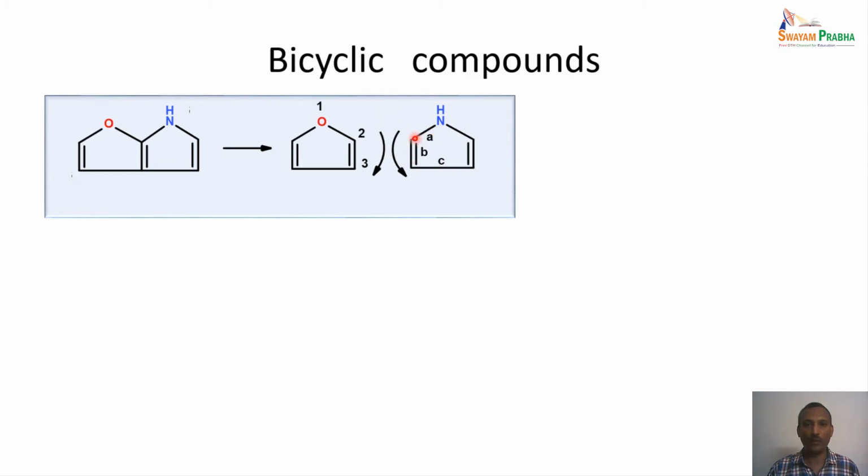Let us see how to name this particular compound. So this is the A phase, this is the B phase, this is the C phase, and if you look at it, this is the B phase fusion, and this is furan, and this is pyrrole. So roughly, if we have to name the compound, it is going to be furan fused with the B phase to pyrrole. That is the name. Let us see how to name this correctly.